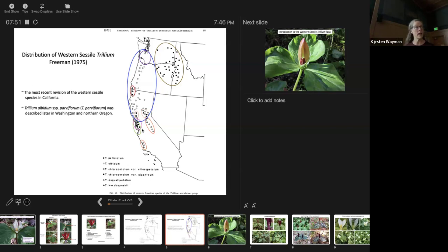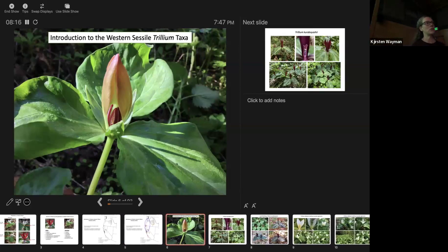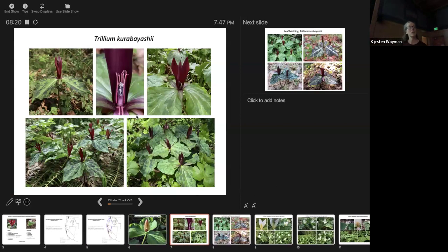And then right here around the San Francisco Bay area is where we see Trillium chloropetalum. And there are two varieties of Trillium chloropetalum. One is variety chloropetalum and one is giganteum. And so they're all nestled in there together. And then a couple of populations here in Napa County. To me, they look like angustipetalum. Freeman indicated they might just be chloropetalum, and we'll discuss those as we go through the talk a little bit more.